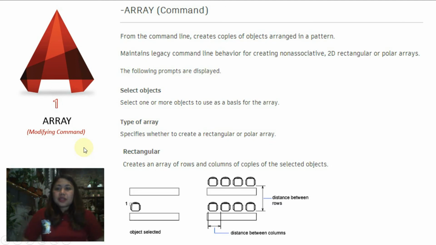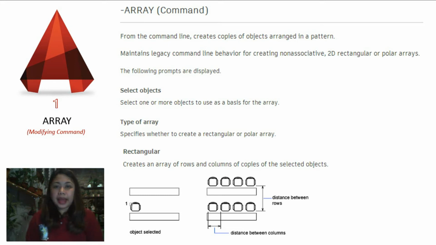Okay, so the next command is the array command. From the command line, creates copies of objects arranged in... So we are now in modifying commands. So it's not the drawing commands wherein you draw the object, but this one you can modify the object by duplicating the object, or making it big, or stretching the object, or just simply modify its original state.